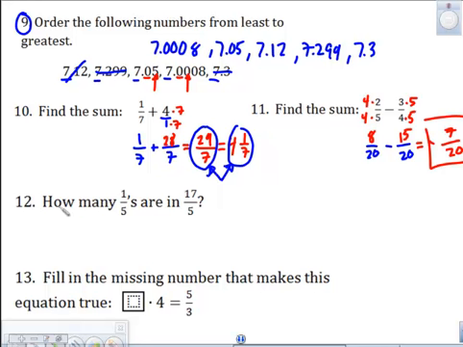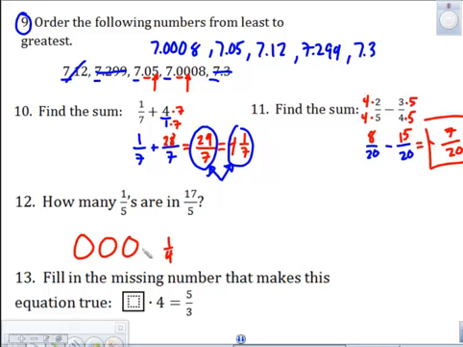All right, so this one's kind of confusing, but at the same time, it's also really simple. It says how many 1/5 are in 17 fifths? Easiest way that I could think to explain this is if you had 3 quarters, okay, like money. If you had 3 quarters, I asked you the question, hey, how many quarters are in 3 quarters?